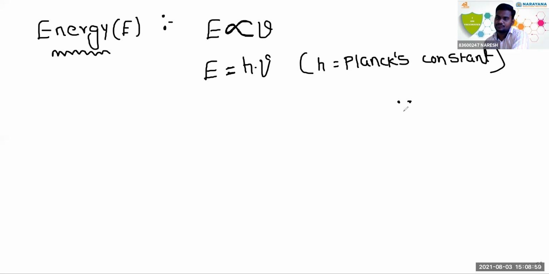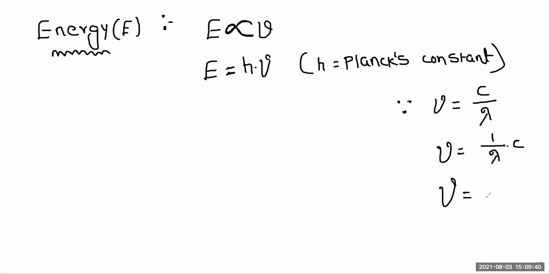Just listen, all of you. Before going to the simplification, nu is equal to how much? Nu is equal to C by lambda, right? So from that, can you write nu as 1 by lambda into C? Yes, you can write. So nu bar is equal to 1 by lambda. Check once, turn back the page. Wave number.